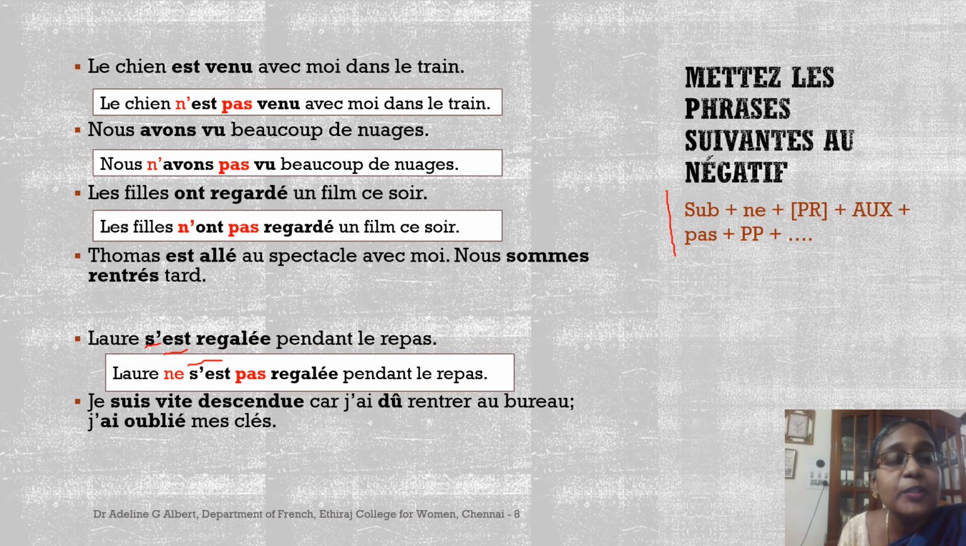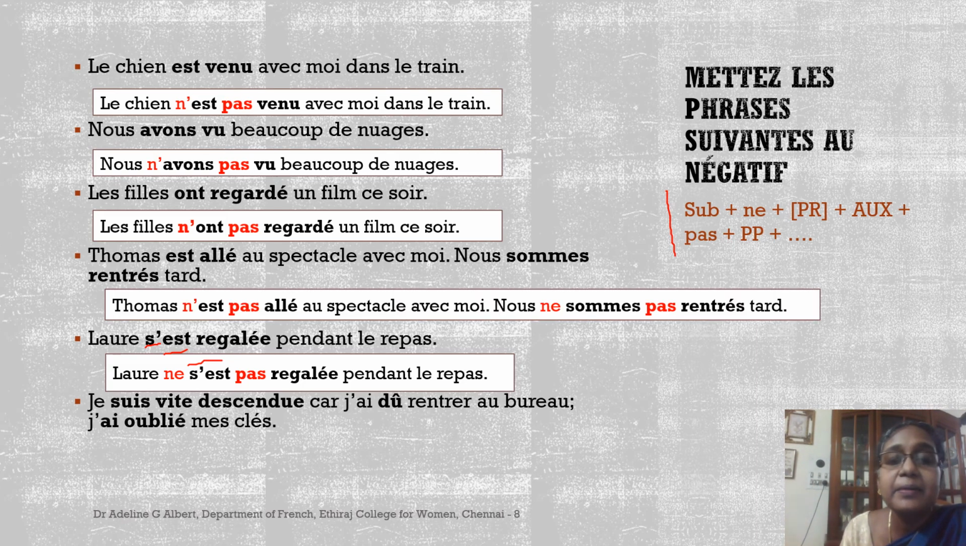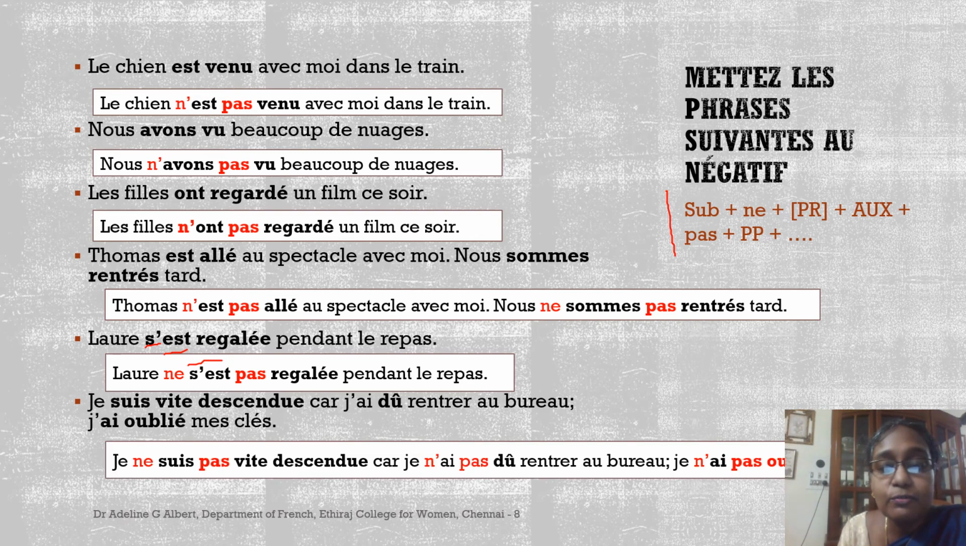Alright? Hopefully we'll go to Thomas. Yes. Thomas n'est pas allé au spectacle avec moi. Nous ne sommes pas rentrés tard. So finally we have 3 verbs in the last one. Suis changes, AI changes, and these are your negatives. Je ne suis pas vite descendu, je n'ai pas dû rentrer, and je n'ai pas oublié. Alright?